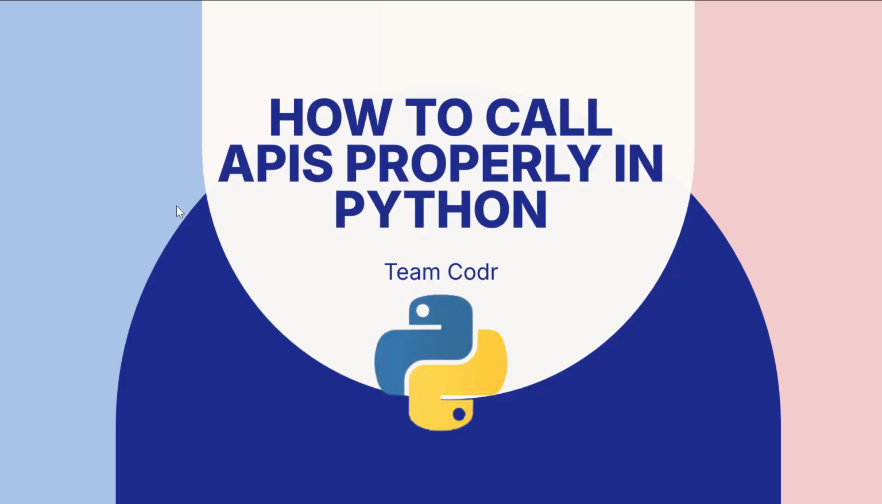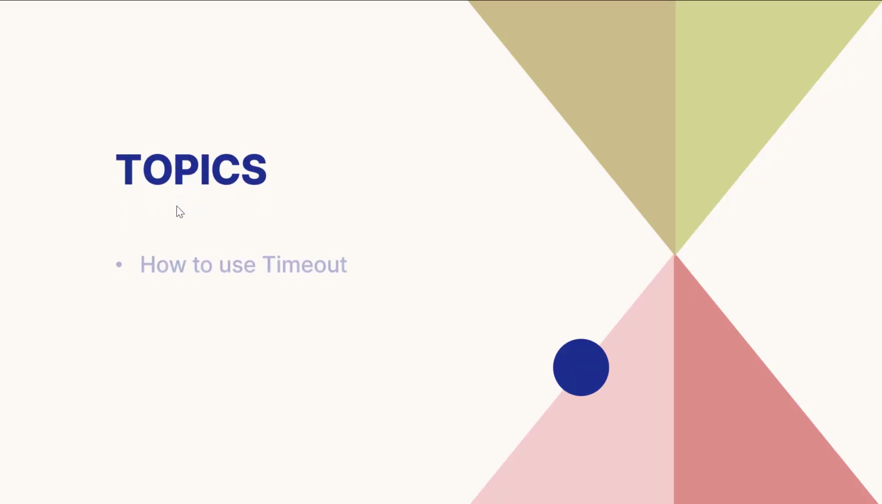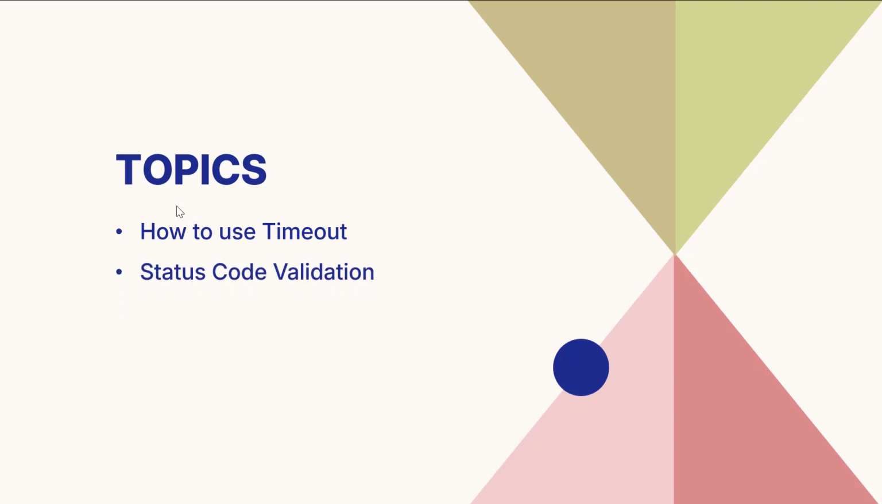So this is what we are going to cover in this whole tutorial. We are going to understand how to call APIs properly in Python, where we will target how senior developers or professionals usually make an API call in Python. Throughout this tutorial, we are going to understand how to use a timeout while making an API call, how to do status code validation, and how we can do exception handling.